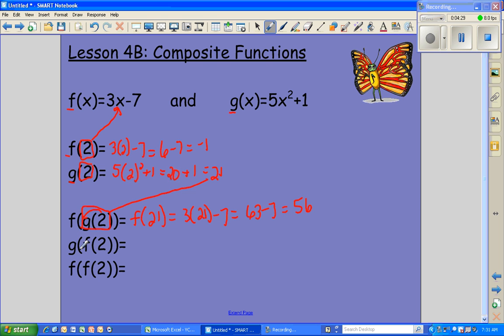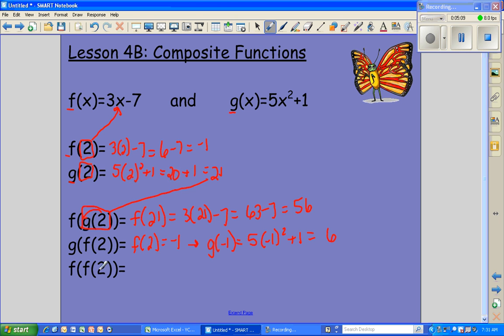Now that's completely different than g of f of 2. So clearly these are not commutative. So f of 2, we did that up there, gave me negative 1. So we're going to take that answer and plug it into the g function. So we're going to look for g of negative 1, and that's going to be 5 times negative 1 squared plus 1, which is going to give me 6. So we would say g of f of 2 gives me 6, which is different than f of g of 2 that gave me 56.